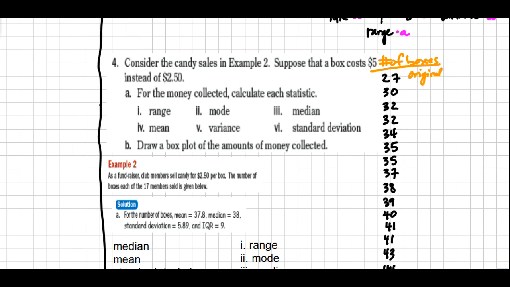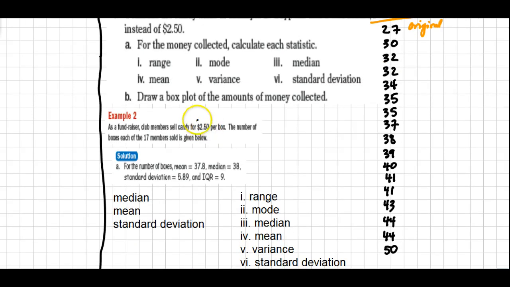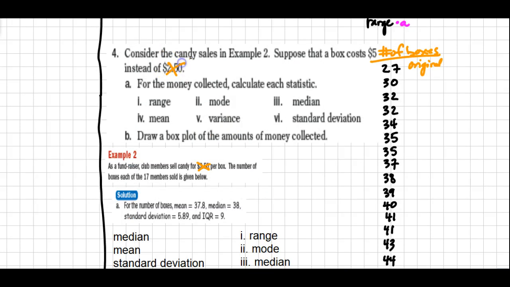Then they sold the boxes in example 2 for $2.50 a box. We don't need that information at all. It has no bearing on what we're going to calculate. We need to know how many boxes they sold and how much they're going to sell them for. They tell us in question 4 that they're going to sell them for $5. So our original list, which represents how many boxes each kid sold, needs to get multiplied by 5. If we multiply all the numbers by 5, that'll be our new list, and that will represent how much money each kid made by selling that many boxes.